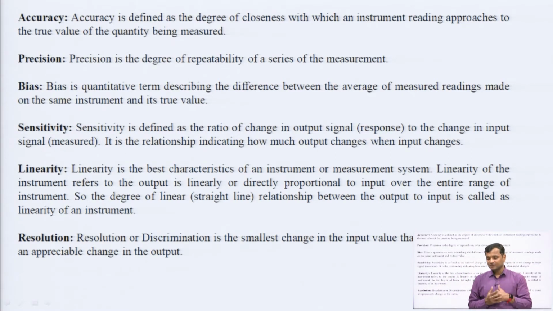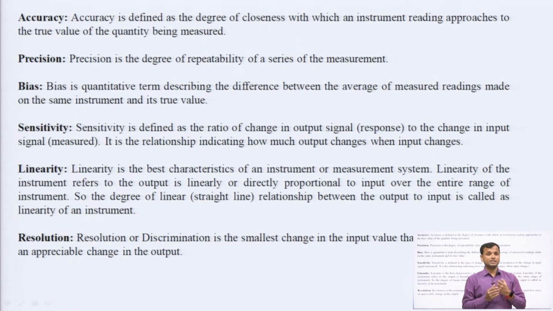Now, the third one is sensitivity. It is also one type of desirable characteristic. If I make a certain change in the input, a proportional change should be obtained on the output side. By definition, sensitivity is the ratio of change in output signal response to the change in input signal response. It is the relationship indicating how much the output changes when the input changes.